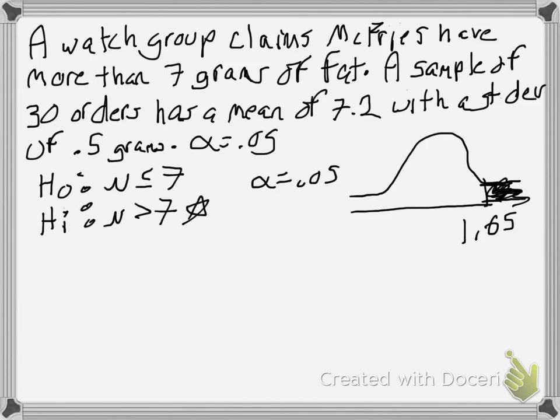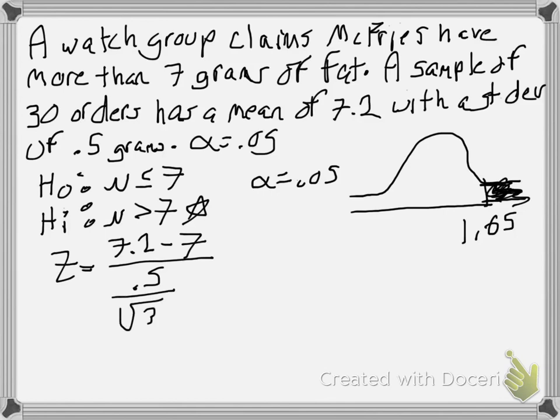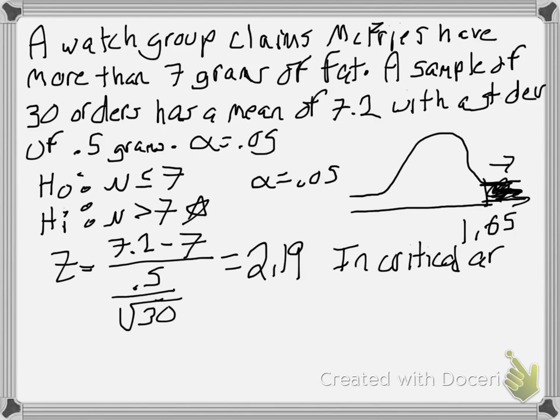So we actually have to find our z-score. How do we find a z-score? Z equals observed, which was 7.2, minus expected, which is 7, over the standard error, which is 0.5 divided by the square root of 30. If we do that carefully, we end up with 2.19. Now we need to say, is 2.19 in the critical area or not? Hopefully you can compare: 1.65 is clearly less than 2.19, and everything to the right of 1.65 is greater, so this is in the critical area. In the critical area means that you have to reject the null.